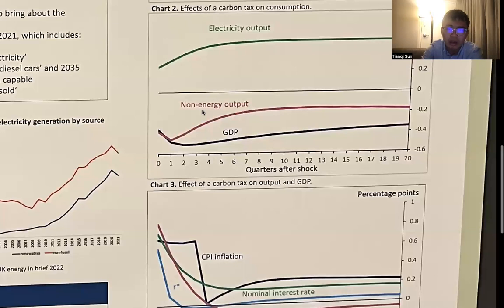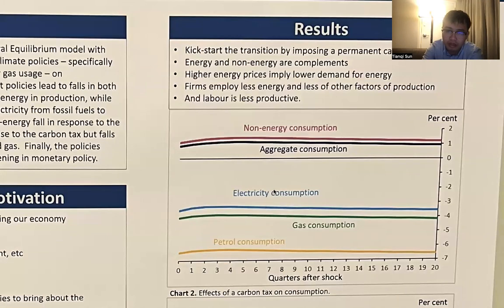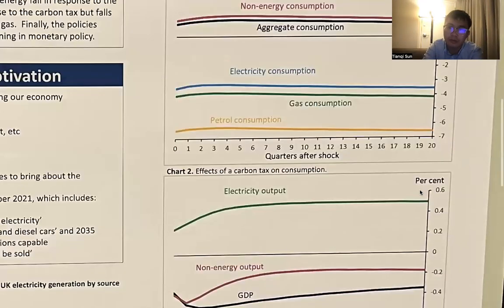And we can see in the graph here that non-energy consumption and aggregate consumption go up, and electricity consumption and petrol consumption go down. It's because there is a carbon tax that firms have to be aware of, which kick-starts the transition by imposing the permanent carbon tax. And energy and non-energy are complements, because you need non-energy to form energy, and you need energy to form non-energy. So there's the labor and stuff like that. Since energy is taxed, the non-energy price is also going to increase. And firms employ less energy and less of other factors of production, and labor is way less productive.